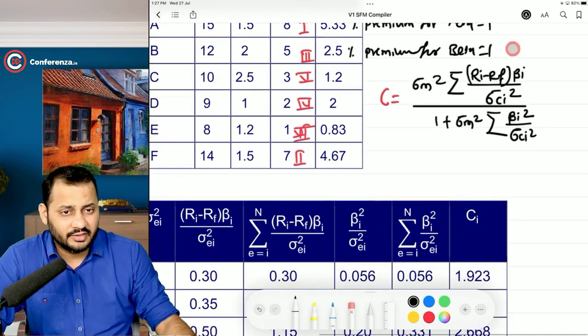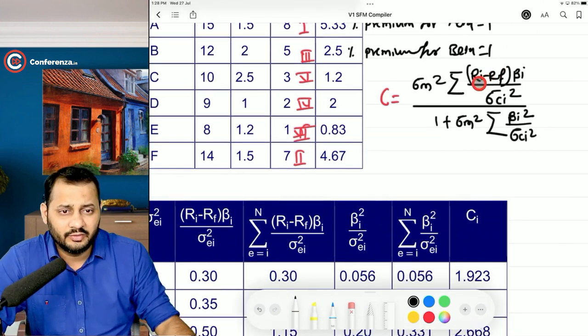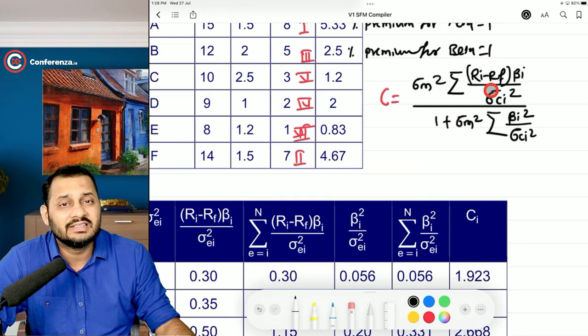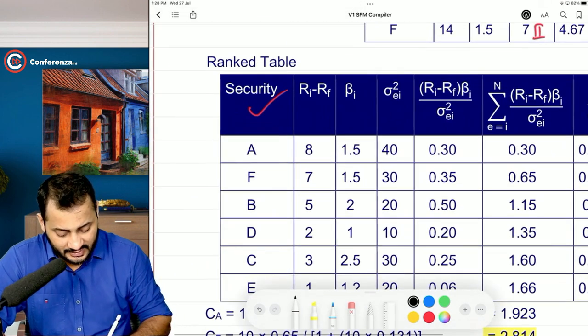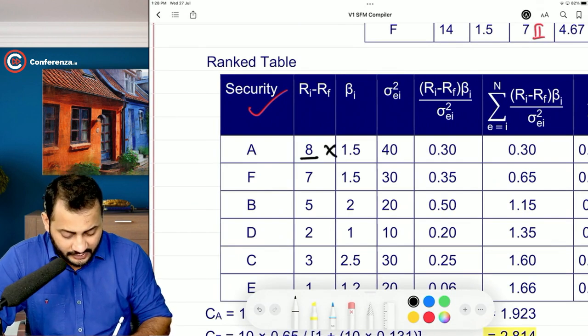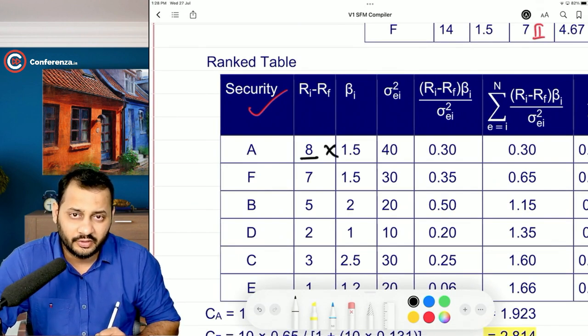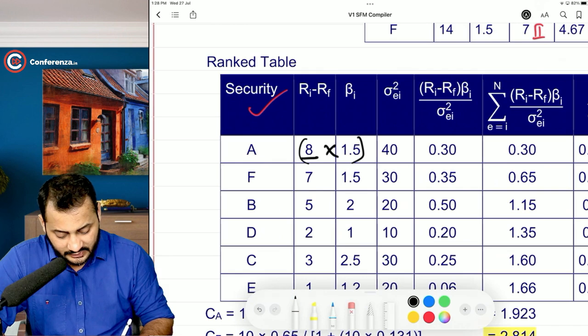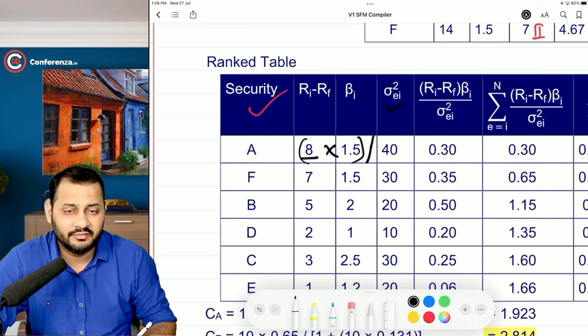Okay, so let's start with the first step. We will first calculate (Ri minus Rf) into beta i, and then we will divide it by the unsystematic risk square. Okay, so let's find out. This is Ri. Then we are going to multiply it with the beta. Whatever will be the answer, we are going to divide it by the standard deviation of ei square.